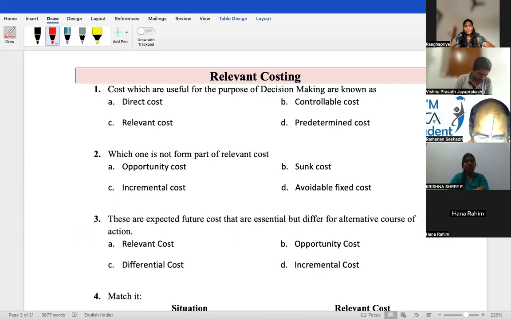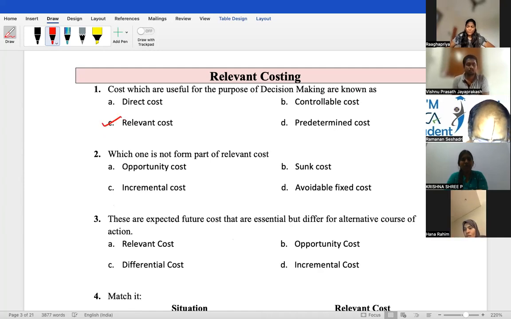Next. Relevant costing. Costs which are useful for the purpose of decision making are known as A, direct cost. B, controllable cost. C, relevant cost. D, predetermined cost. Relevant cost. Definition of relevant cost itself. On the basis of decision making, cost can be classified into two types: relevant and irrelevant. Costs useful for the purpose of decision making are called relevant costs. Costs which are not useful for decision making are called irrelevant costs.